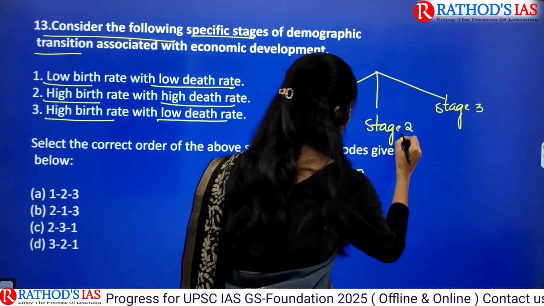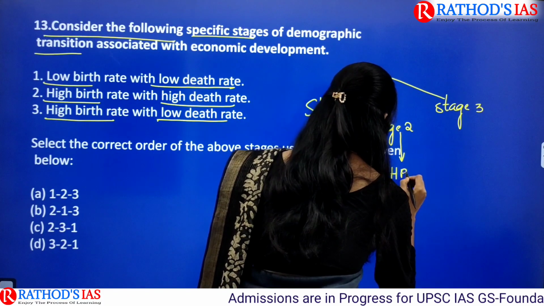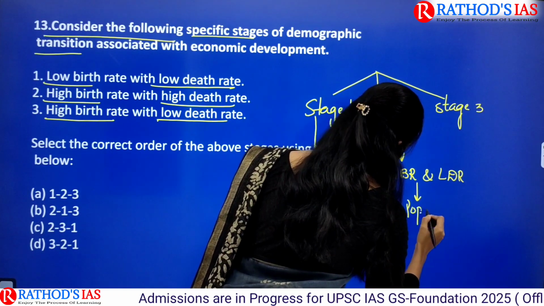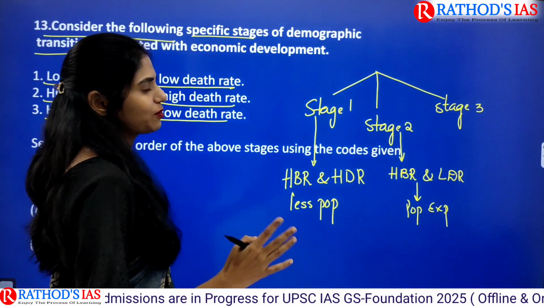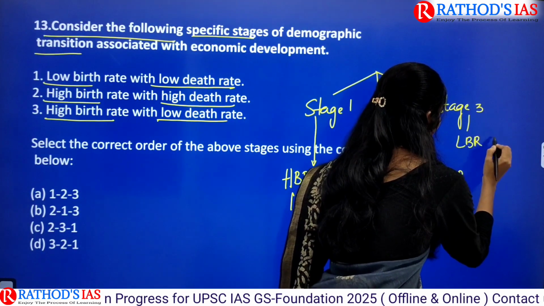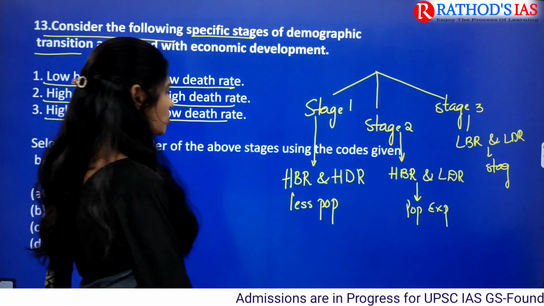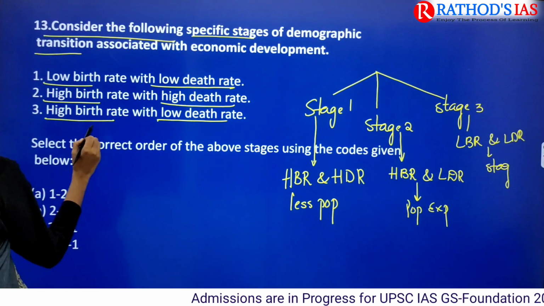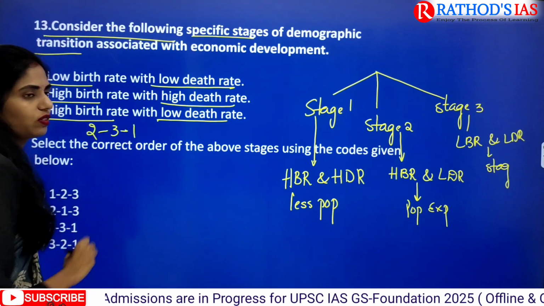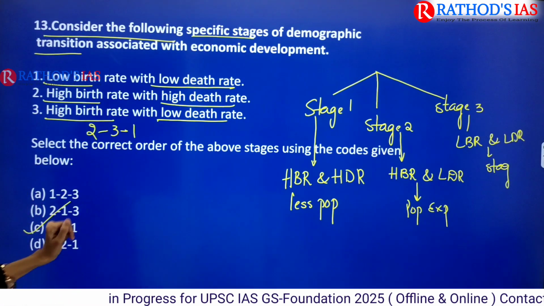And next one is stage 2. In stage 2 we have high birth rate and low death rate. So we can see there is population explosion. After population explosion again there will be stagnation in population, right? So we have low birth rate and low death rate. That leads to population stagnation. So what is the order? The first one is high birth rate and high death rate, that is 2. Second one is high birth rate and low death rate, next one will be 3 and next one will be 1. So that is option C. So option C is the correct order for this question.